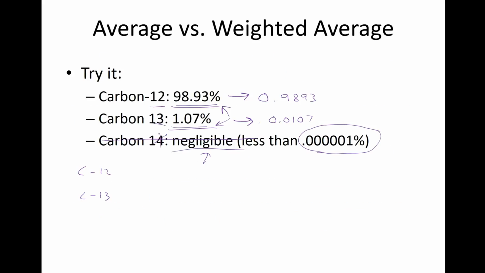So now I'm going to go carbon-12. So I'm going to go 12 times 0.9893 plus 13 times 0.0107. All right? I'm going to enter that on my calculator. And when I do that, I get 12.0107. Now, how many sig figs do I have in my number?